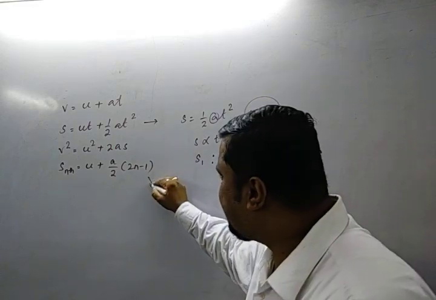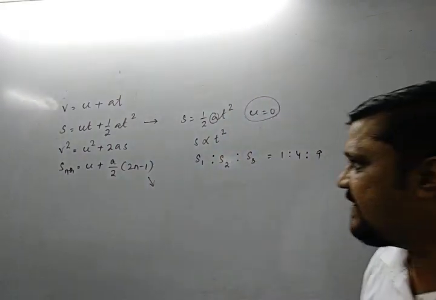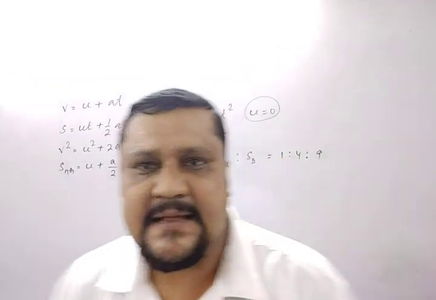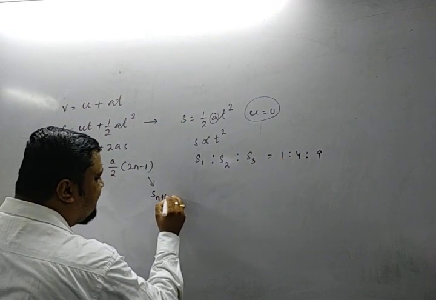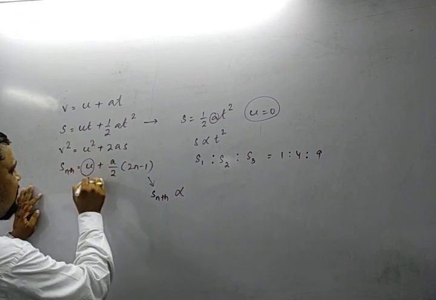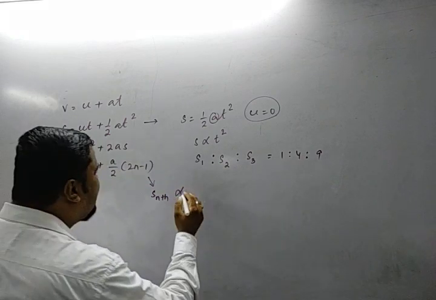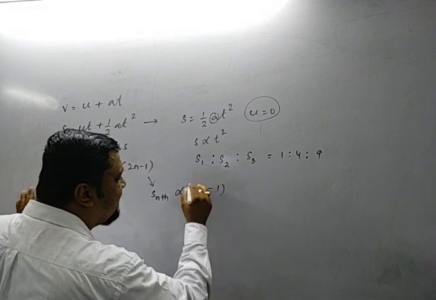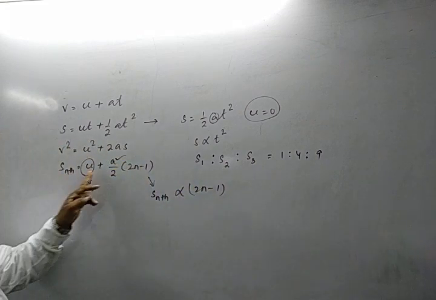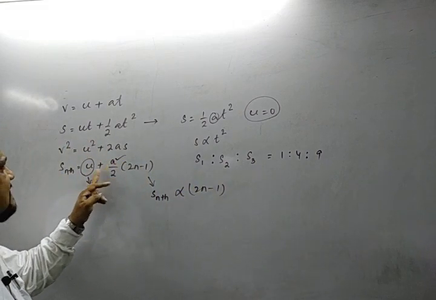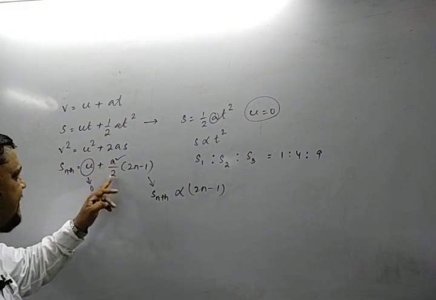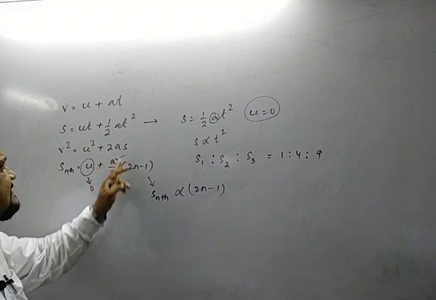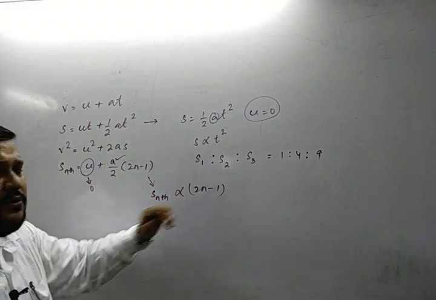Similarly, if the same body starts from rest, then u is 0 and the distance in the nth second is proportional to 2n minus 1. As acceleration is a constant, s_n is equal to a by 2 into 2n minus 1. So if we take a by 2 as a constant, s_n is proportional to 2n minus 1.